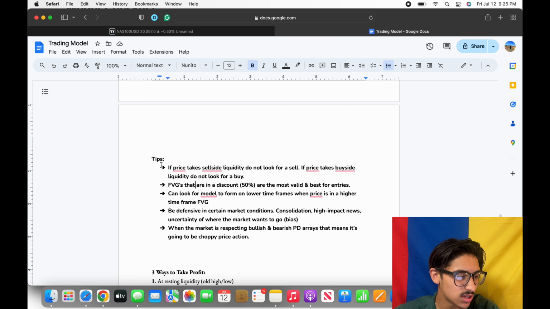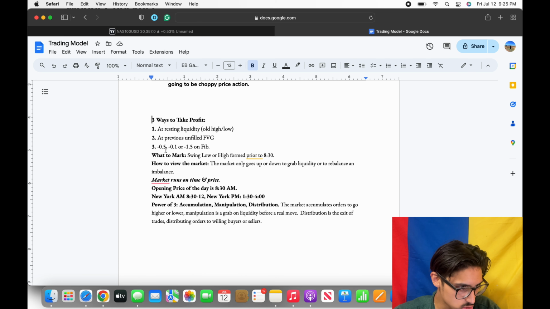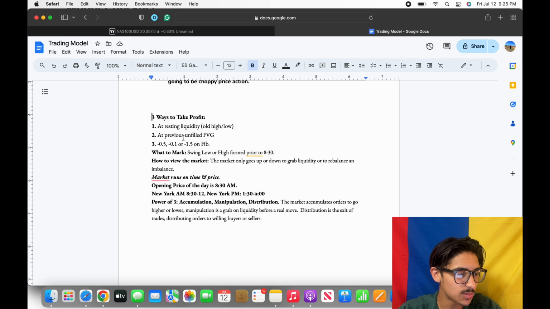So here we have some tips. Honestly, I'm not going to go through these. If you guys want to read them, you can. Still scrolling down. Then we got my 3 ways to take profit at resting liquidity, so old high or low, at a previous unfilled fair value gap, or the negative 0.5, negative 0.1, or negative 1.5 on the Fibonacci.